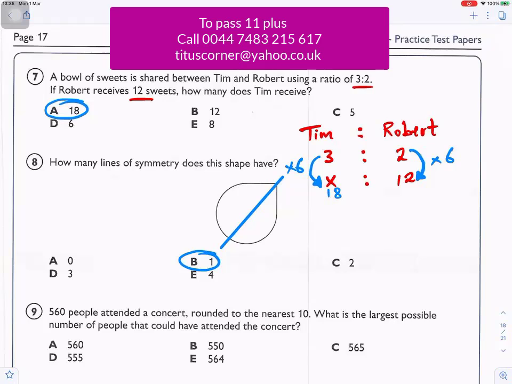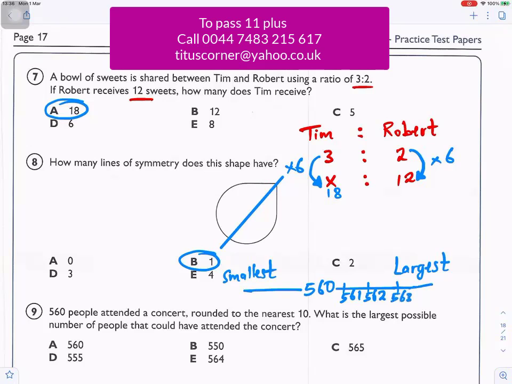Question number 9. 560 people attended a concert, rounded to the nearest 10. What is the largest possible number of people that could have attended the concert? So if we have 560 in the middle, rounded to the nearest 10, we want the largest, so we want to go on the right-hand side, because the left side will be the smallest. What number can you round down to 560? If you have 561, you can round it to 560. 562, you can round it down to 560.